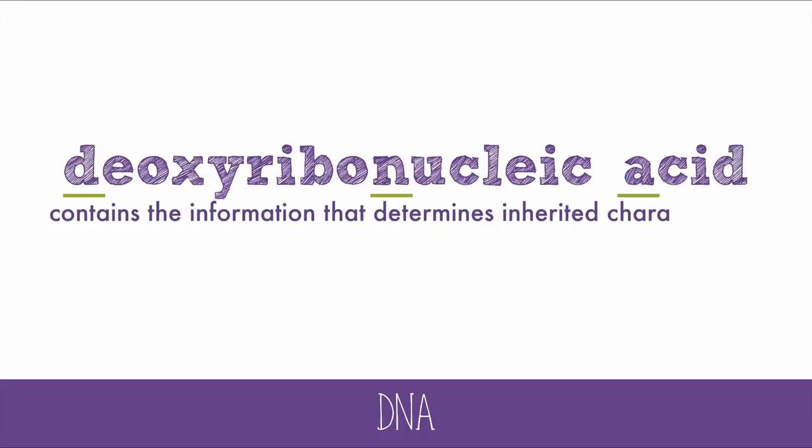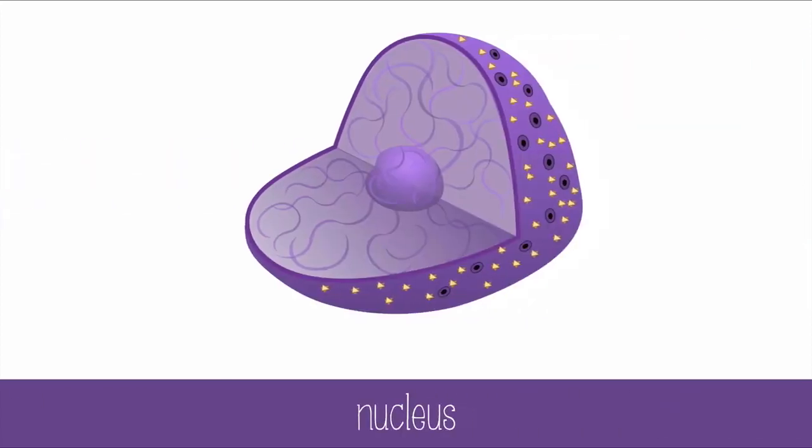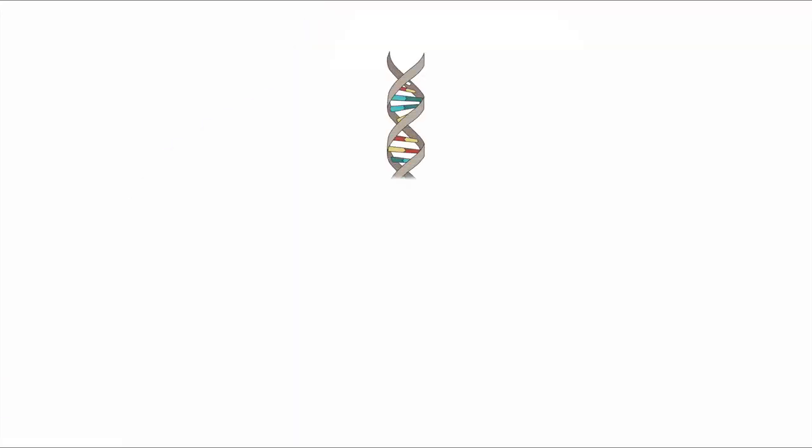DNA contains the information that determines inherited characteristics. It has the code for making proteins. DNA is found in the nucleus of eukaryotic cells and in the cytosol of prokaryotes. If we take a closer look at the chromatin inside the nucleus, we can see the structure of the DNA.